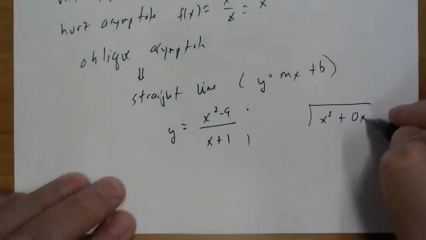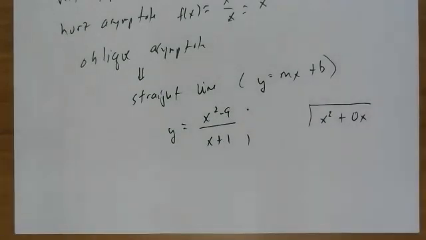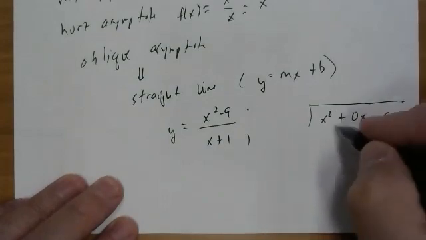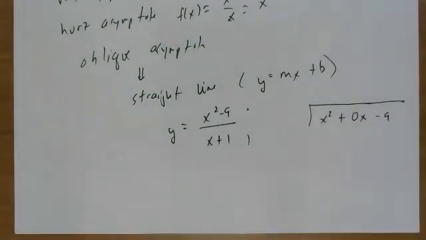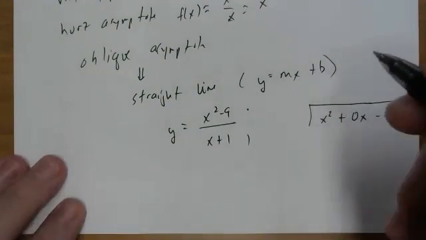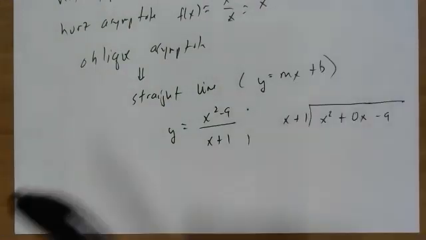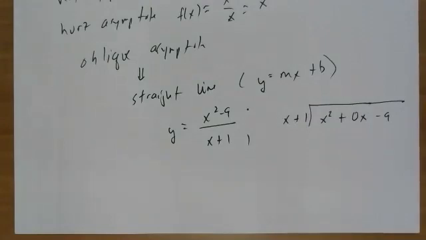I'm going to make it 0x. So it's still 0, but the variable is still sort of there. And then minus 9. So this is what's in the top. I'm going to divide it by what's in the bottom. So there's what you've got. Now by old-fashioned division, hopefully you've done this kind of thing.